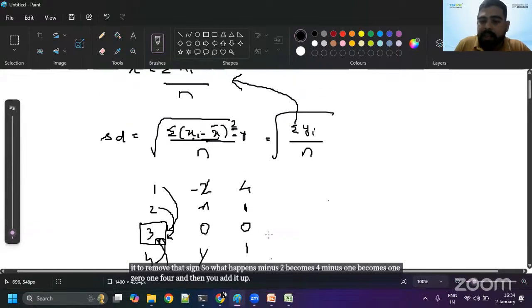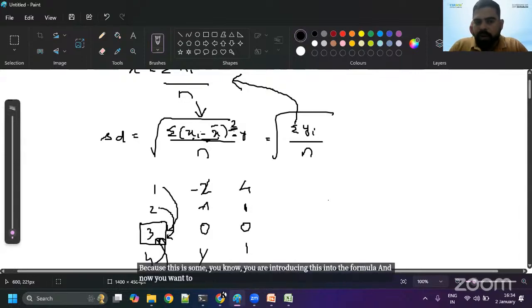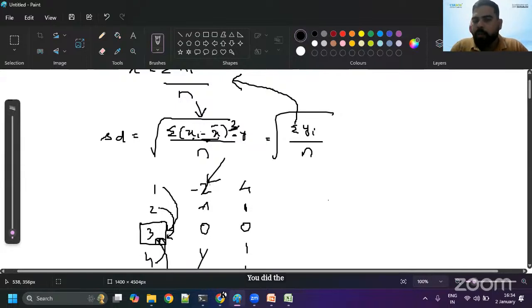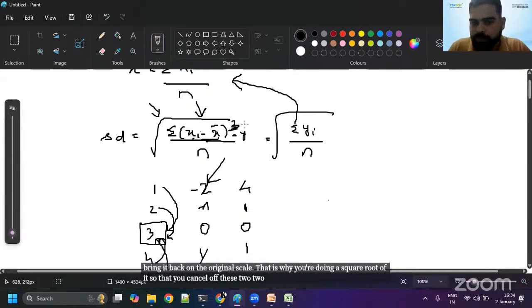And that is the reason why you take a square root. You introduced the squaring into the formula and now you want to remove it. You did the squaring to avoid this problem of the summation becoming 0. Ideally, we are not supposed to do that. But now we want to bring it back on the original scale. That is why you do a square root of it, so that you cancel these two off finally.